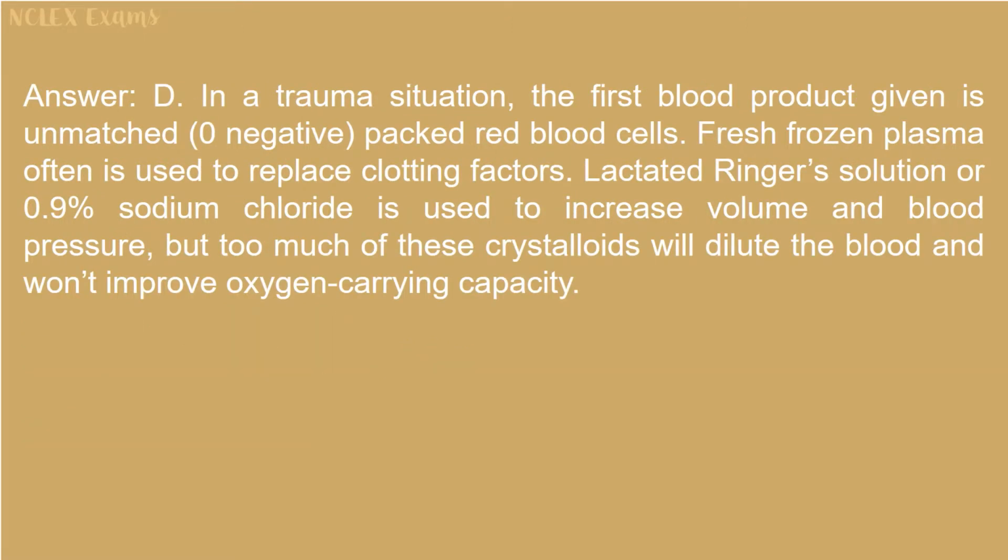Answer D. In a trauma situation, the first blood product given is unmatched O-negative packed red blood cells. Fresh frozen plasma often is used to replace clotting factors. Lactated Ringer's solution or 0.9% sodium chloride is used to increase volume and blood pressure, but too much of these crystalloids will dilute the blood and won't improve oxygen-carrying capacity.